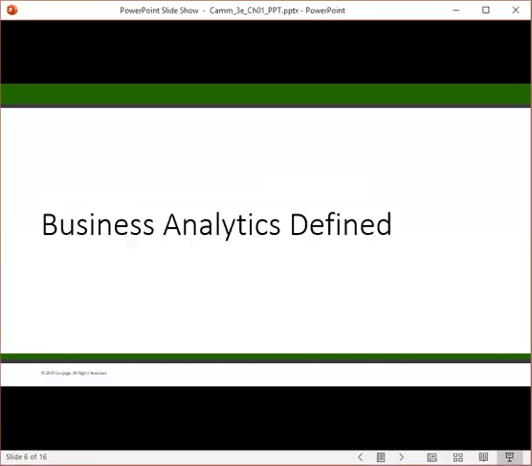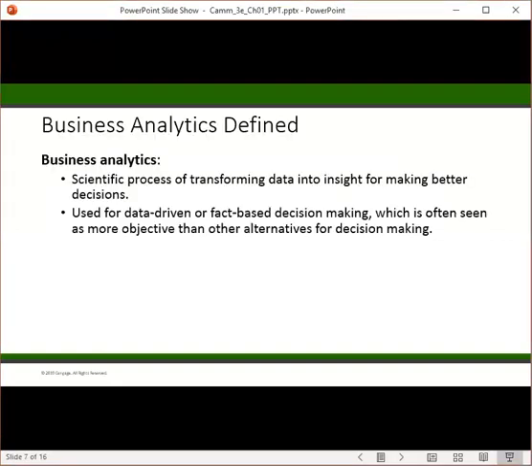And that's where business analytics comes in. We can look at business analytics as a scientific process of transforming a business problem into a data problem. And then we can apply data analytic methods to that data problem. And again, we want to have management making data-driven decisions. That's going to produce better results in the long term than intuition or rules of thumb or tradition. That's the way we've always done things.